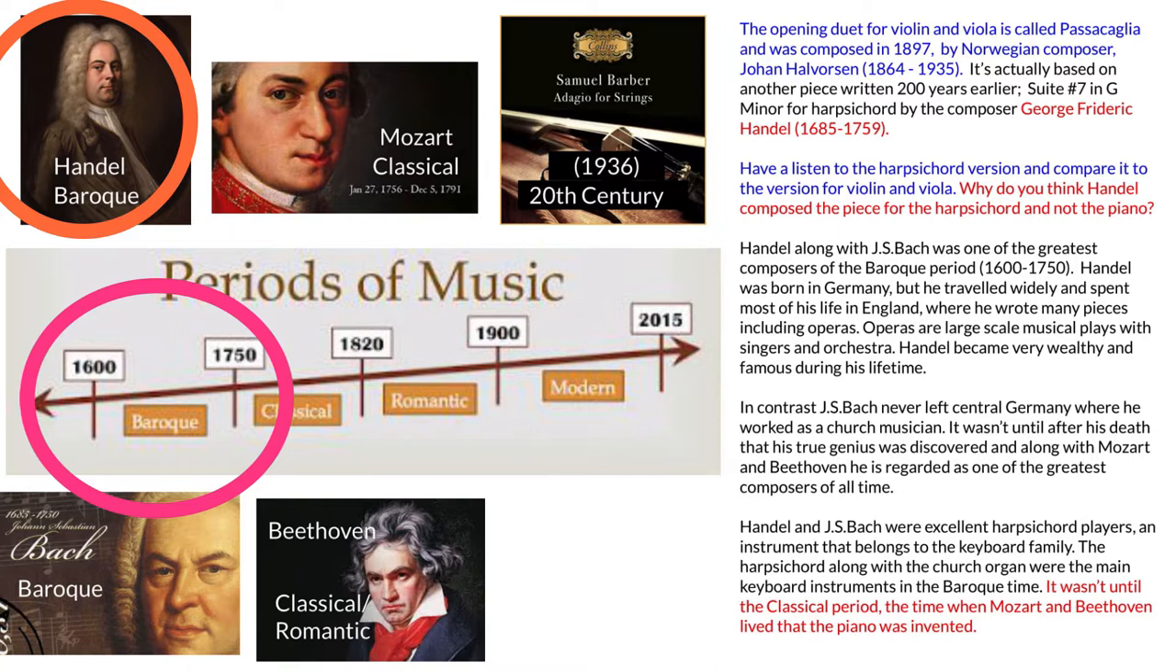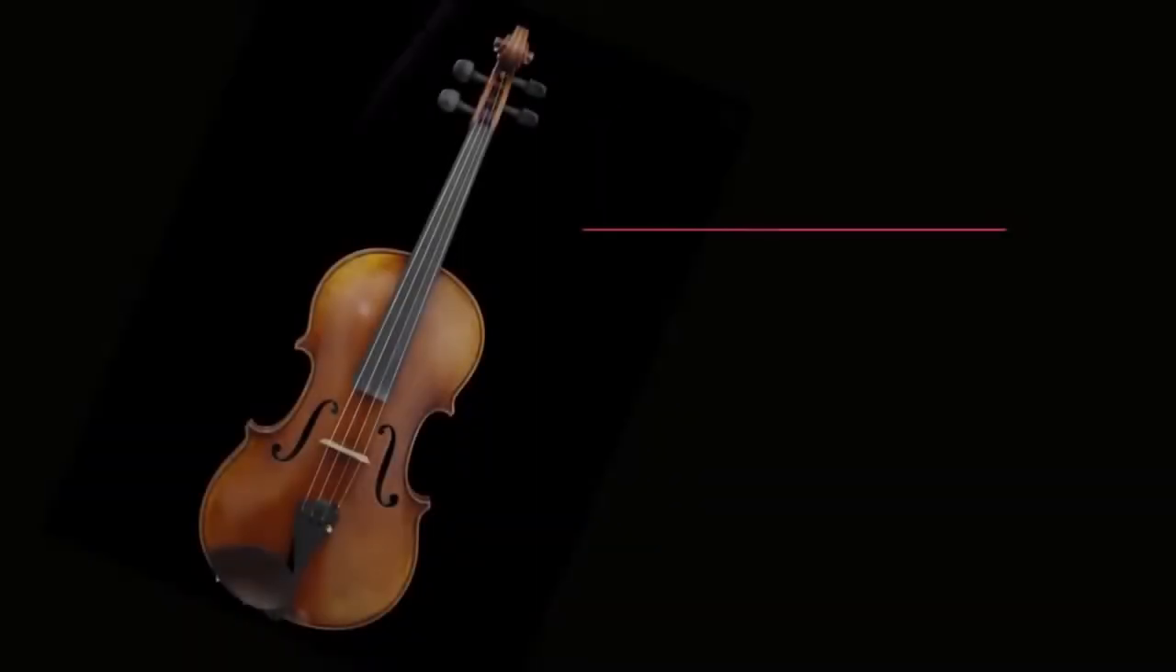Handel and J.S. Bach were excellent harpsichord players, an instrument that belongs to the keyboard family. The harpsichord, along with the church organ, were the main keyboard instruments in the Baroque time. It wasn't until the classical period, the time when Mozart and Beethoven lived, that the piano was invented.